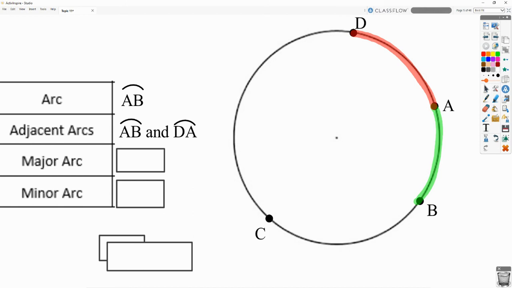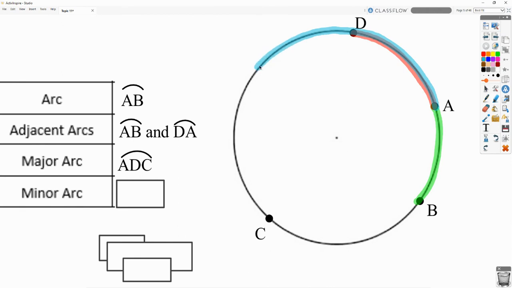Up next, let's look at a major arc, and it gives us this example of arc ADC. Okay, so think about what that means. If we're going arc ADC, we start at A, and we go all the way around to C. Now, when you look at arc ADC, the one that I just highlighted in blue, starts at A and goes all the way around this way, you can tell that that is more than half of a circle. Okay, this is more than a semicircle. So that tells us it's going to be a major arc.